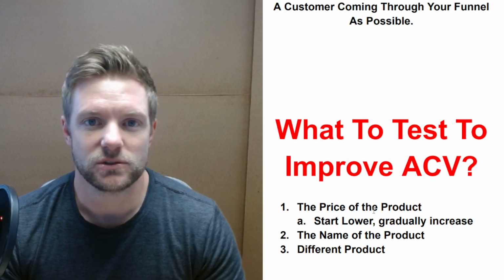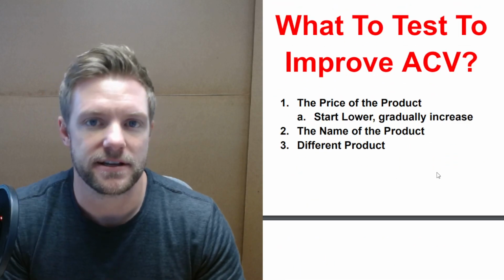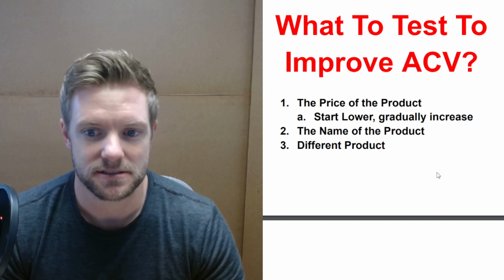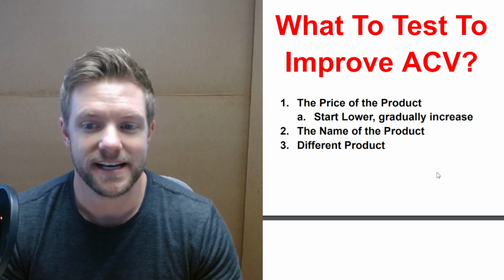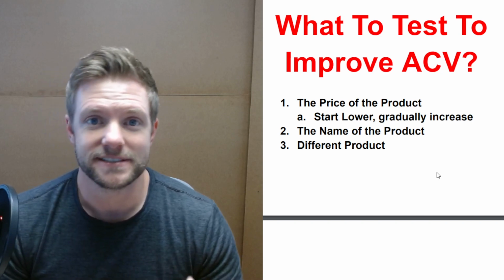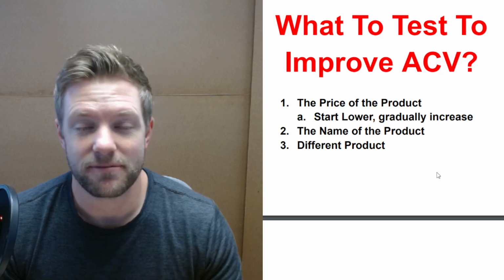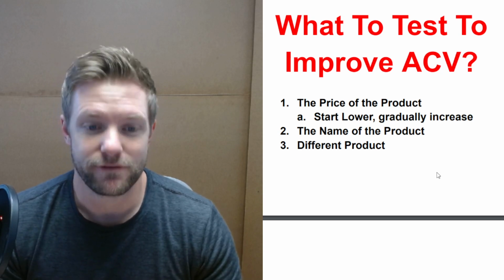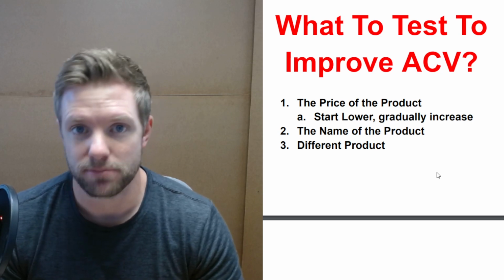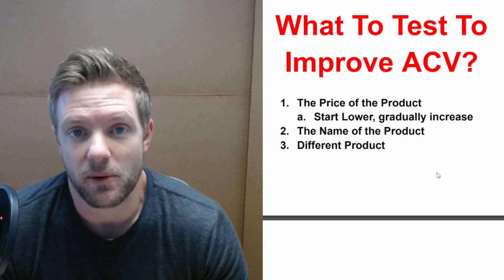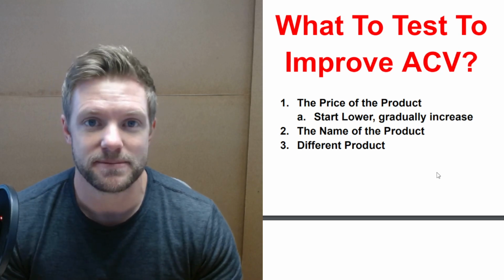So question is, what do you test in order to improve your ACV? The process is very simple. A lot of people make it way too complex. At the end of the day, we want to first test the price of the product. So let's say you have a bump order that's $17 and the take rate on it is 5%. Now, how can we get that from 5% to 15% plus? Simply lower the price from 17 to 7 and see what happens, right? This whole thing is about testing.